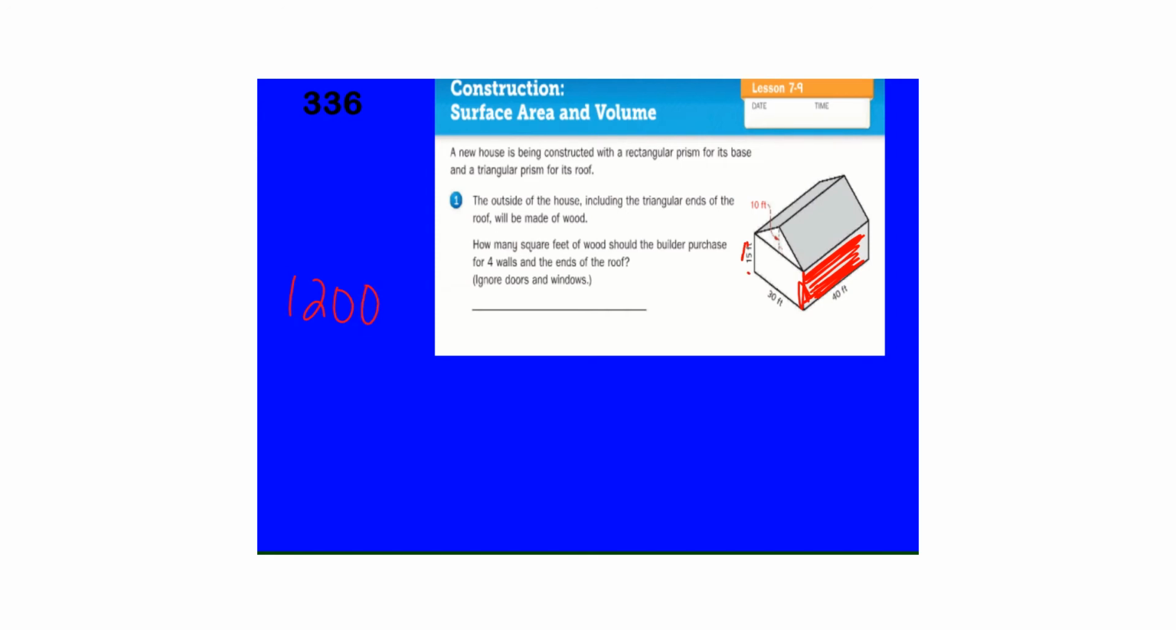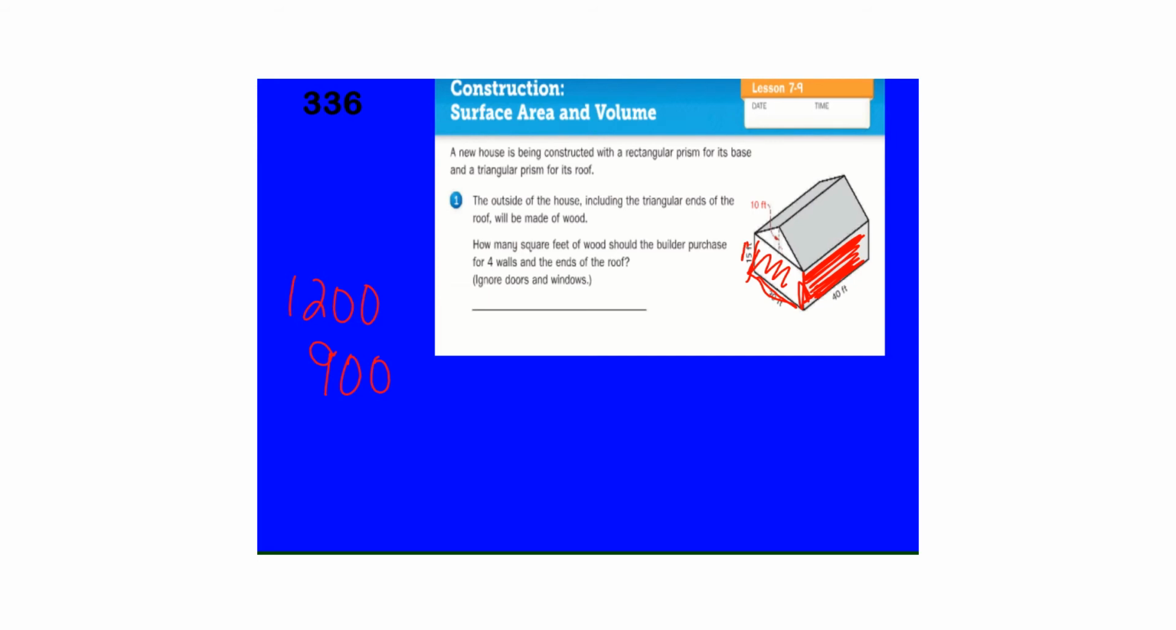The front and the back, we have 30 times 15. And then we have 2 of those. Each one is 450, so we have 900. So we have the bottom part of the house done. Now we need to figure out the roof.